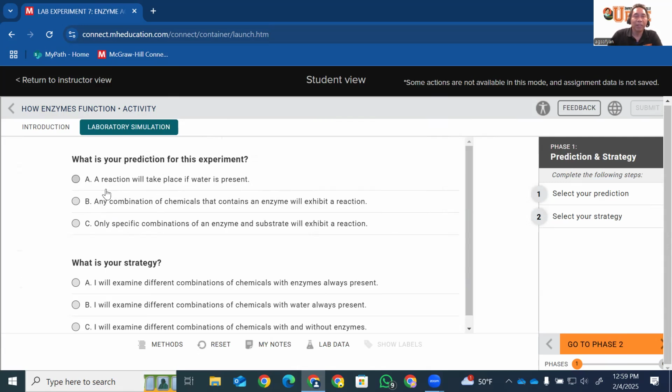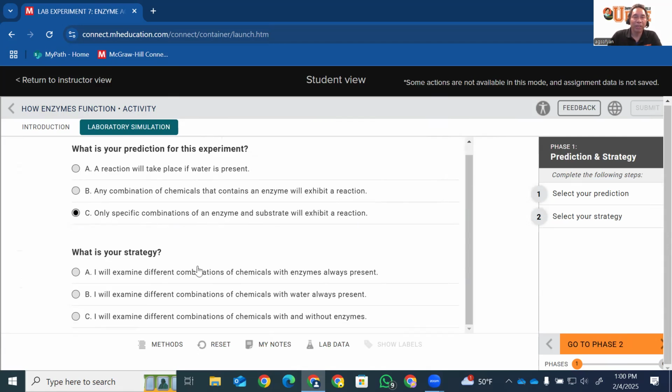A reaction will take place if water is present. Any combination of chemicals that contain enzyme will exhibit a reaction. Only a specific combination of an enzyme and substrate will exhibit a reaction. So you have to know the enzyme action. Remember, an enzyme is very specific for a specific substrate. Therefore, our prediction might be this one, so let's say C.